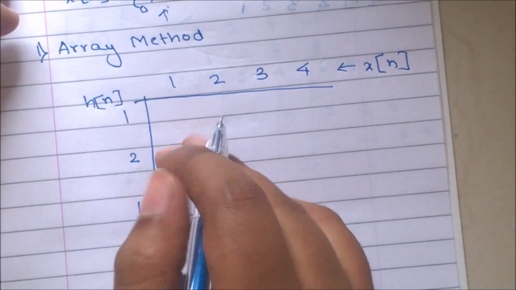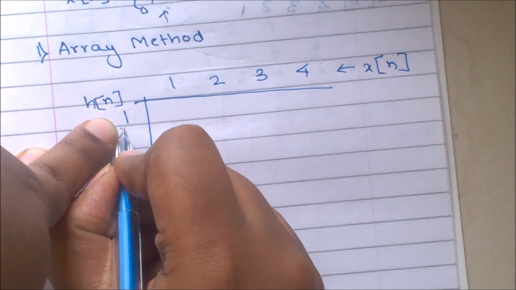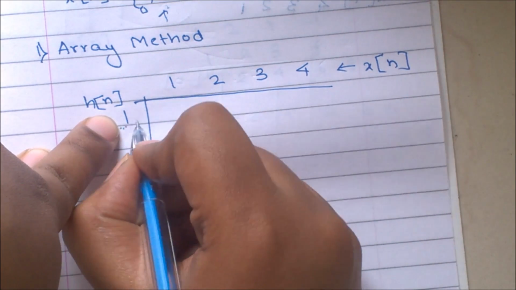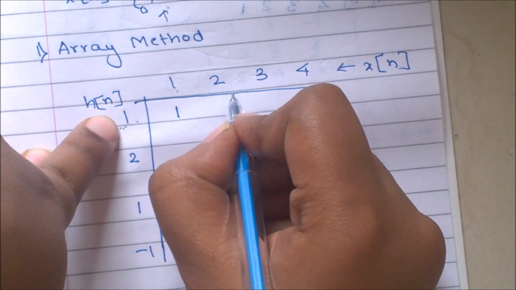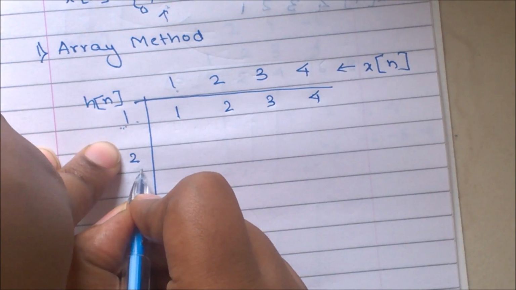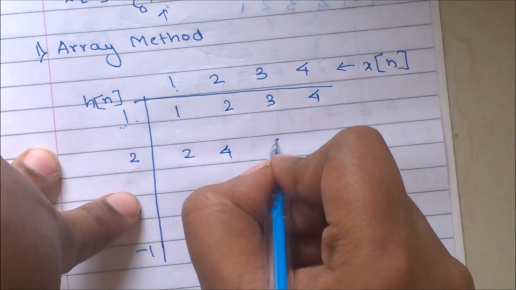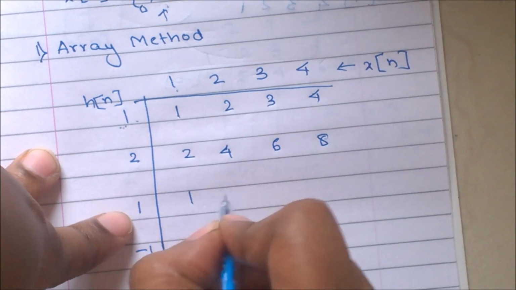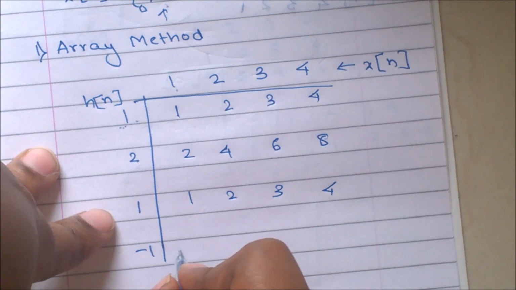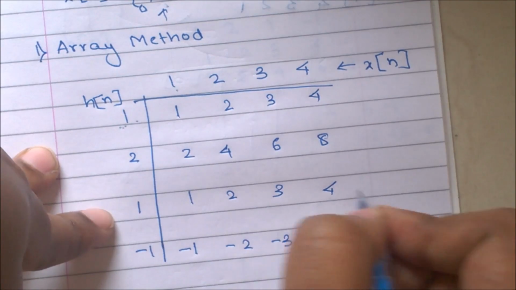Now start multiplying each row element with all the column elements. First we consider 1. So 1 multiplied by 1 is 1, 1 multiplied by 2 is 2, 3, 4. Similarly, the next one, 2. 2 multiplied by 1 is 2. 2 multiplied by 2 is 4, 6, 8. Then 1, 2, 3, 4. Then minus 1, minus 2, minus 3, minus 4.